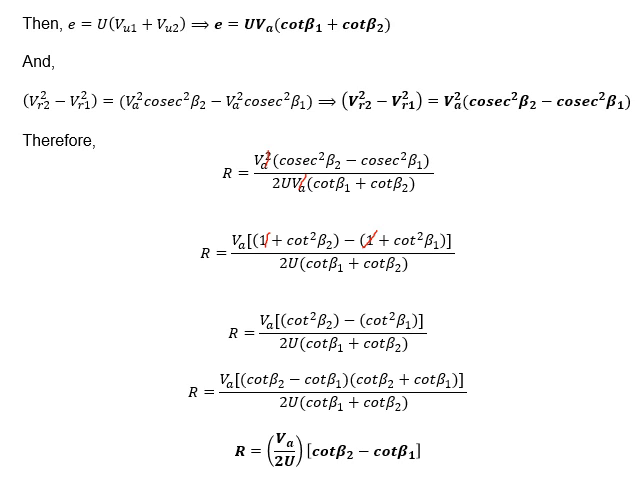Now the cot beta 1 plus cot beta 2 in the denominator will get cancelled with the cot beta 2 plus cot beta 1 in the numerator. Afterwards the degree of reaction R is given by V of A by 2U into (cot beta 2 minus cot beta 1). So now that expression is proved. That is, the degree of reaction R is equal to V of A by 2U (cot beta 2 minus cot beta 1).